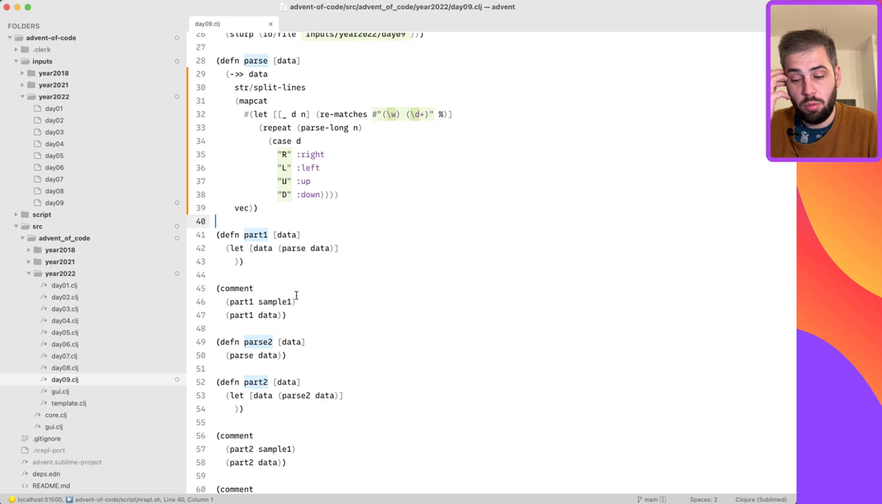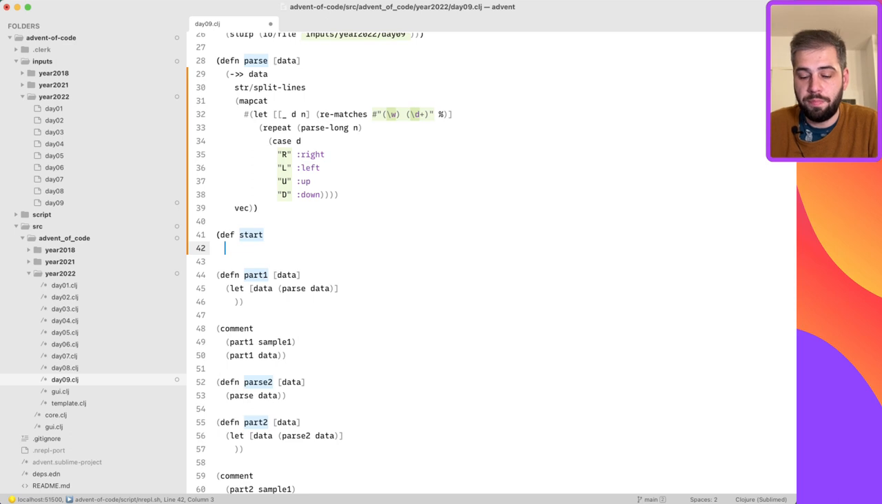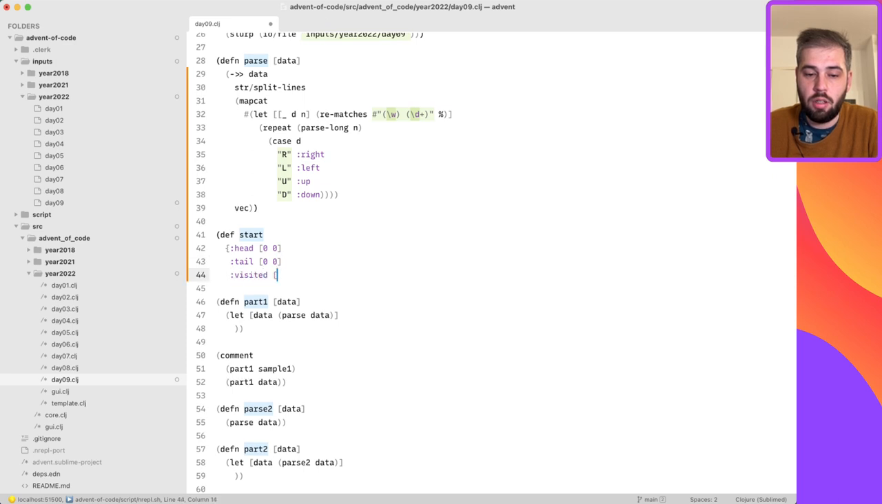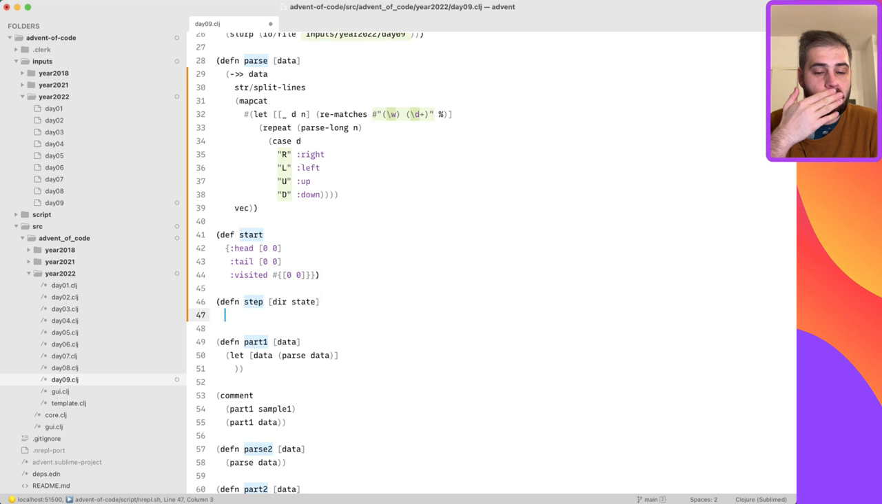Now basically what we need is def start, and it is head at 0, 0, tail at 0, 0, visited is 0, 0. This is a hash set, kind of like that, right? And also, yeah, basically like that. Then we are going to implement step, which takes a direction and state, right? Actually it takes state and direction, like this.